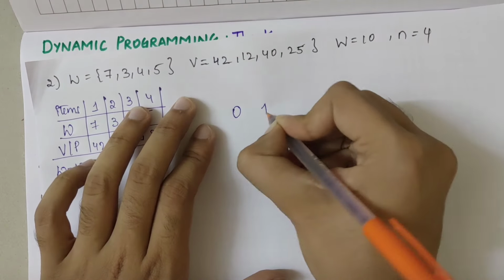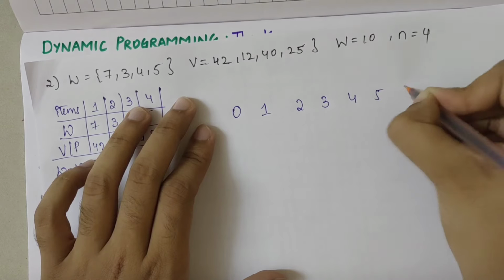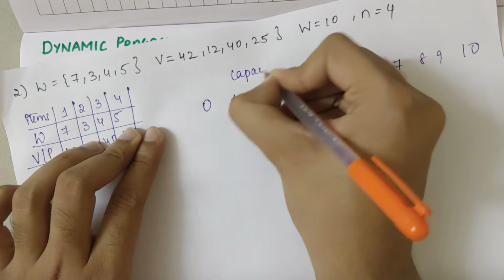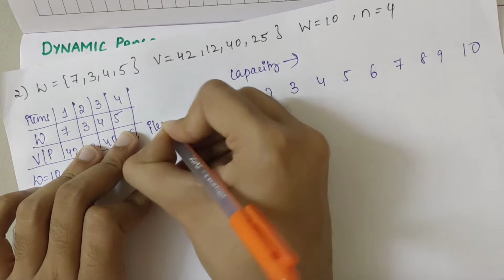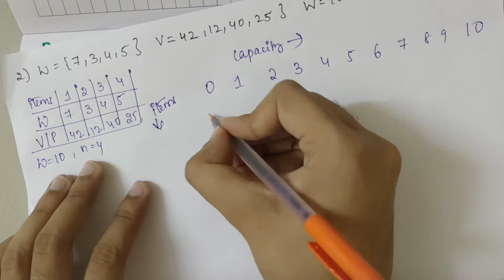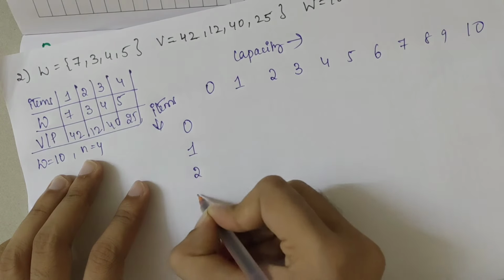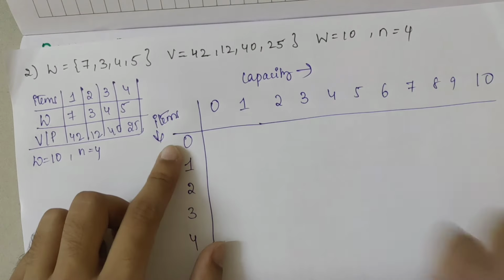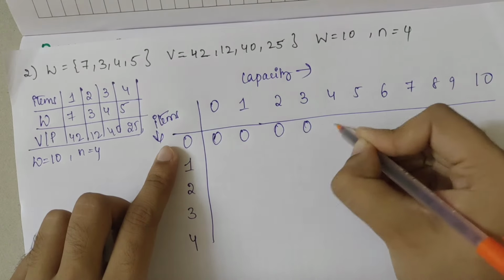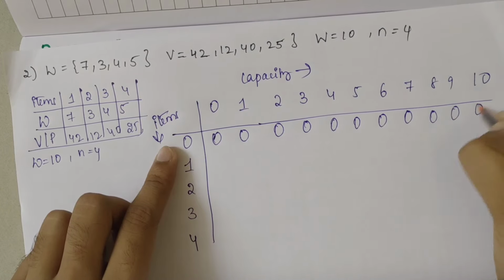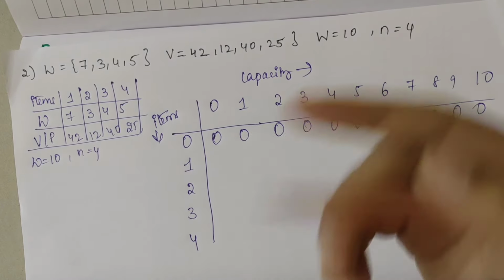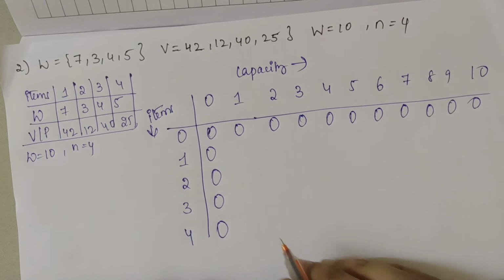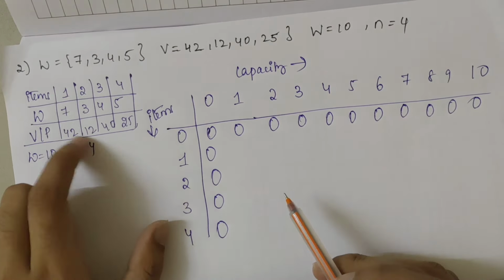That is, I should start from 0, 1, 2, 3, 4, 5, 6, 7, 8, 9 and 10 here. And on this side I have written the capacity, and on this side I should write the items. So let me write the items here. So it starts from 0, 1, 2, 3 and 4. There are 4 items, right? Yes. So when there are no items, no weights can be stored in the sack, right? And when the capacity is 0, it again implies that no items can be stored into the sack.